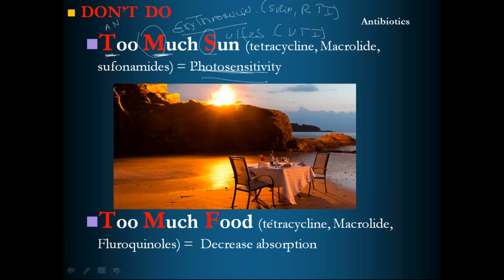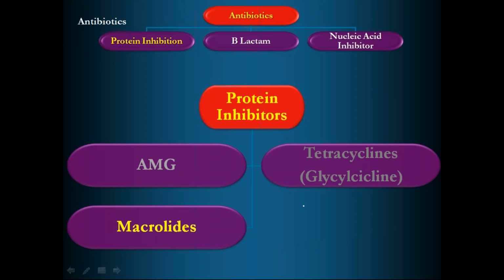Not too much food. We have TMF: tetracycline, macrolides, and fluoroquinolones. Fluoroquinolones are the same as quinolones. Okay, so no problem with that. All right, so not too much sun, not too much food. What it's going to do is decrease the absorption of the antibiotic. All right, so let's keep going to the macrolides. We already talked about aminoglycosides. What you need to ask yourself is the spectrum. What is the spectrum? What is the use? How is the use?